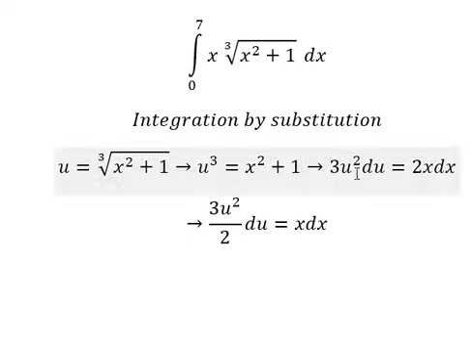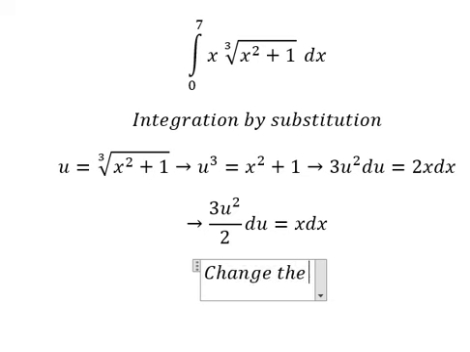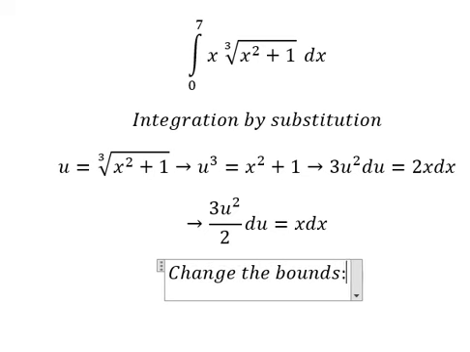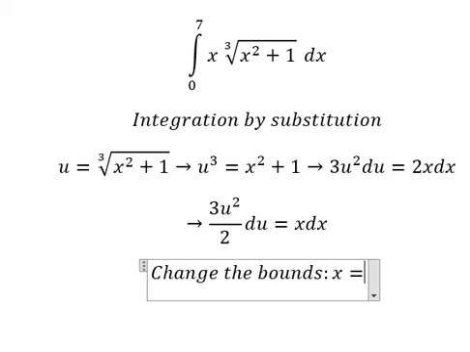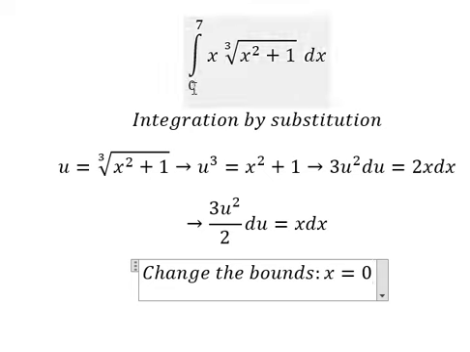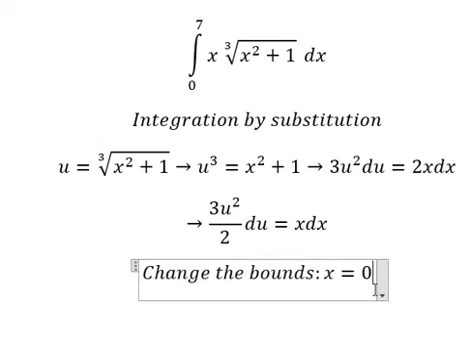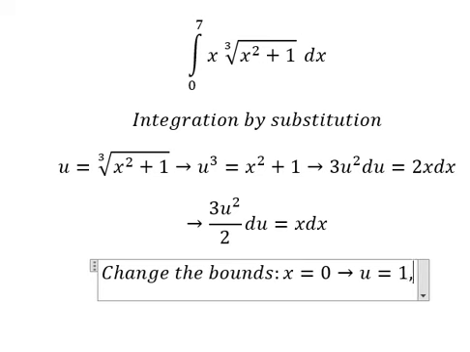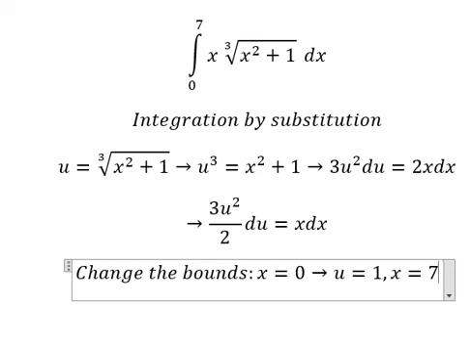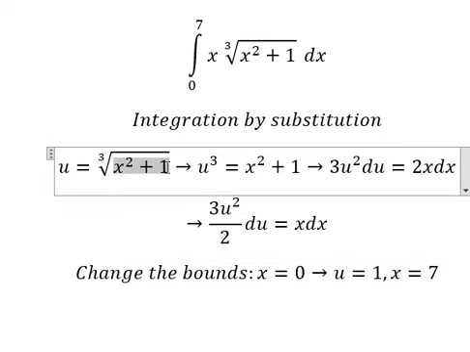And now we need to change the bounds. When s equals number 0, we put number 0 in here, so you get u equals number 1. When s equals number 7, we put number 7 in here, you get the cube root of 50.